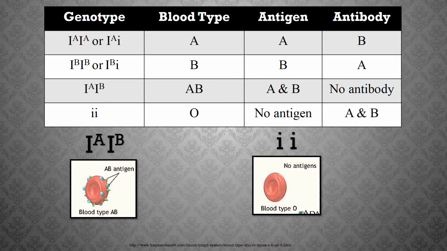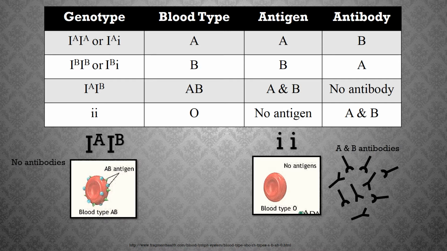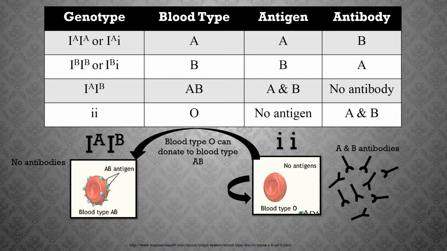I want to discuss blood types A, B, and O a little bit more. So remember that people that have blood type O have antibodies for A and B, while people that have blood type AB do not have these antibodies. So when somebody has blood type O, they're able to donate to somebody that has blood type AB. But unfortunately, if somebody has blood type O, they're only able to receive blood from somebody else that has blood type O. So somebody that has blood type AB is considered a universal recipient, while somebody with blood type O is considered a universal donor.